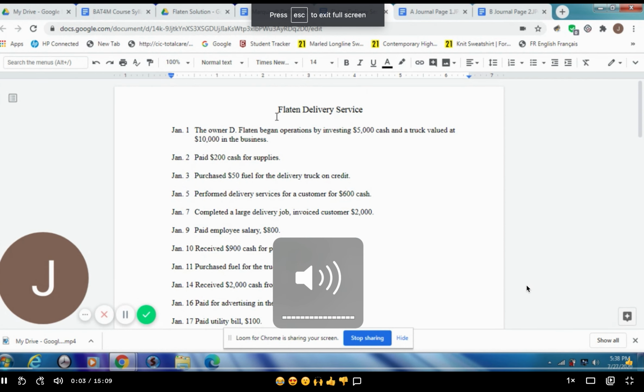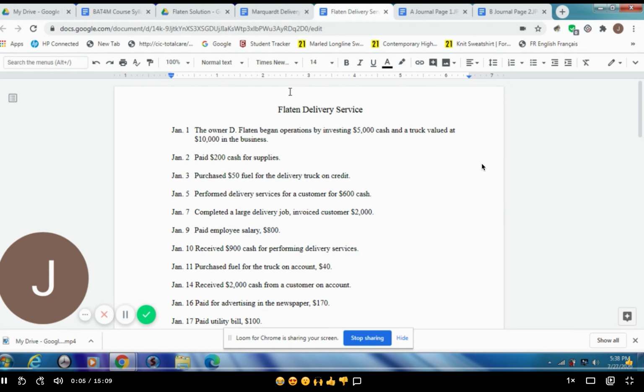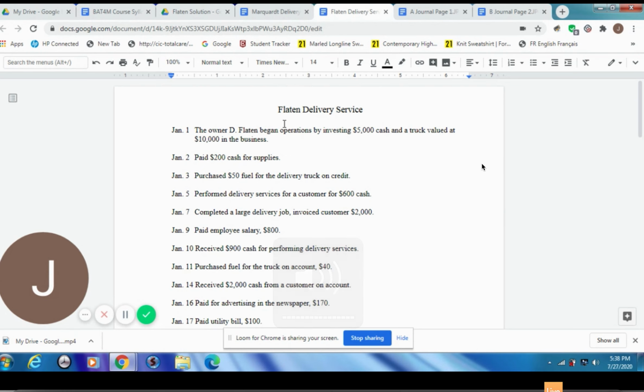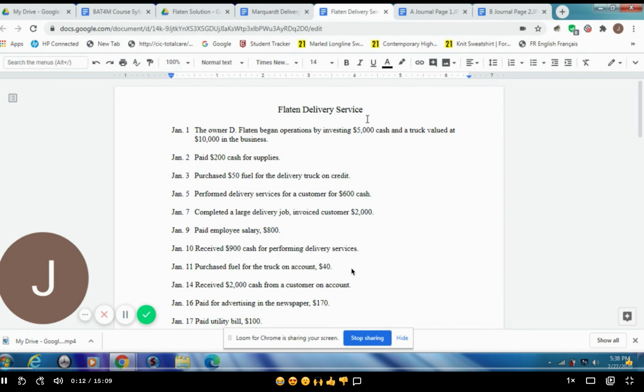Service, and this is going to be our demonstration problem for the accounting cycle for a service business. We're going to go through all of the steps in the accounting cycle for this service business that you went through when you took the grade 11 course, only we're going to do it very quickly. Okay, so this is review.